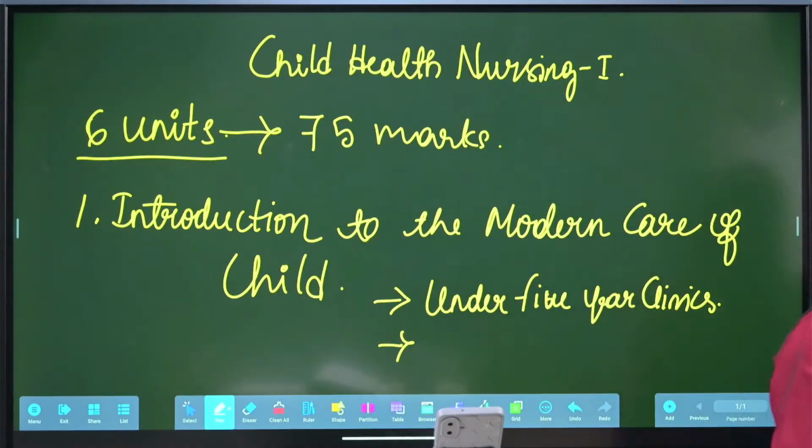So that is very important. Whatever they may ask from the first unit, focus more on the things related to the role and responsibility of the nurse.